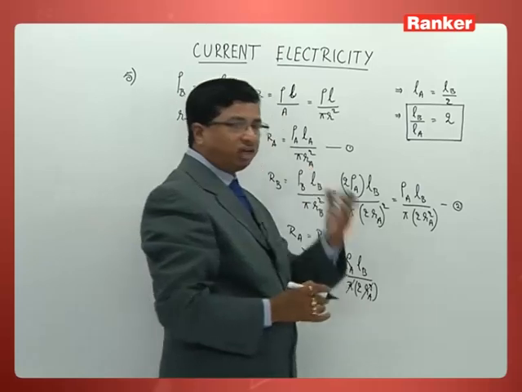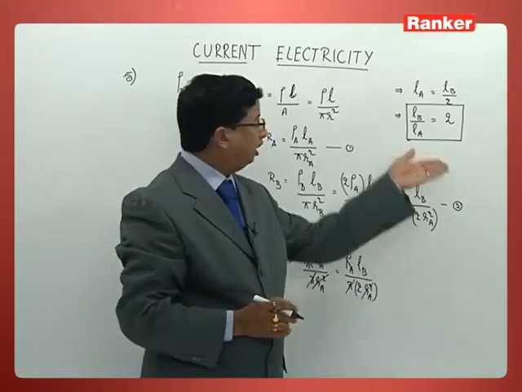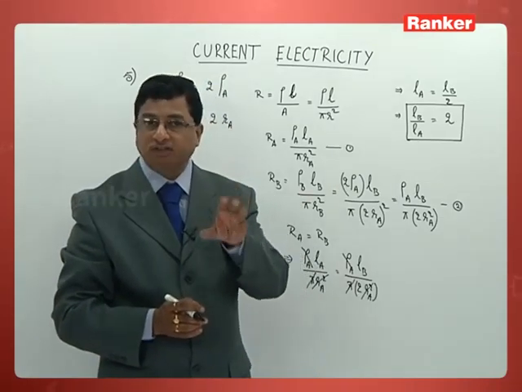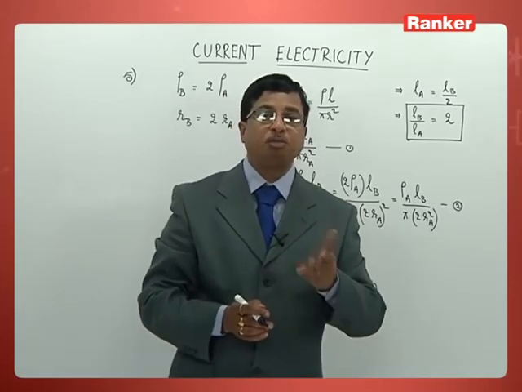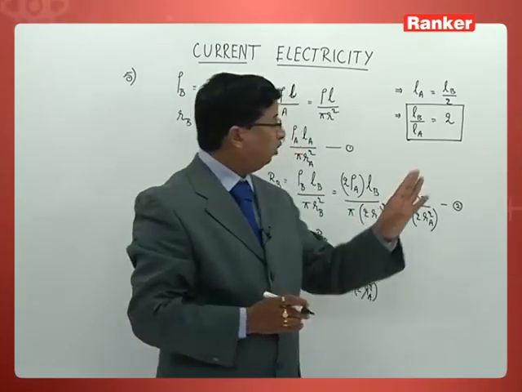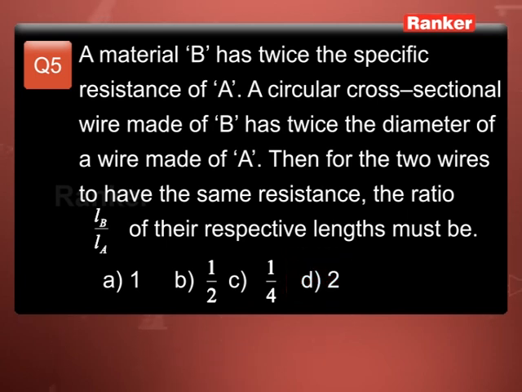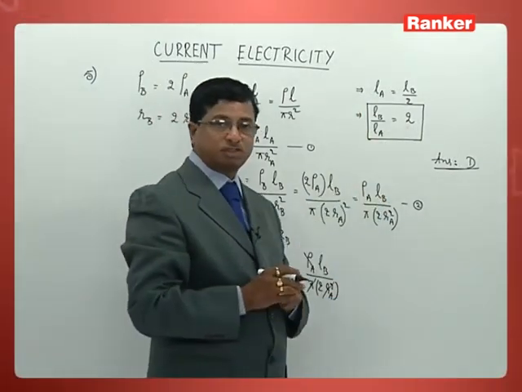Suppose by mistake, if I write LA by LB, then I will be getting 1 by 2. That 1 by 2 option also is given in the problem. The third option is given, the second option is given, 1 by 2 only, and the fourth option is given too. So what will be the correct answer for this particular question now? It is this D, whatever we are having. The fourth option is the correct option for this question.